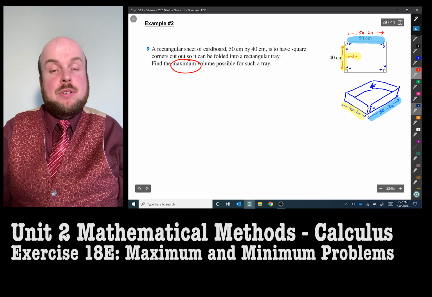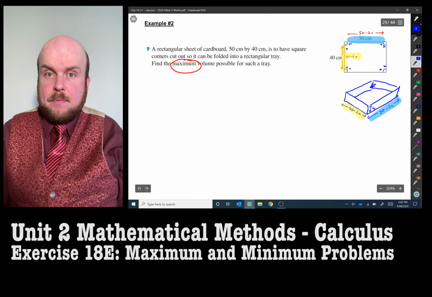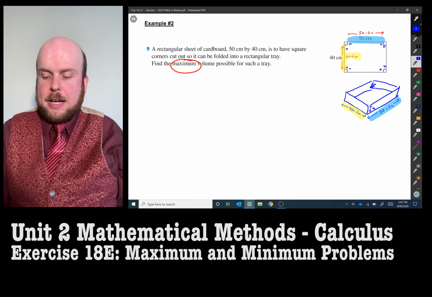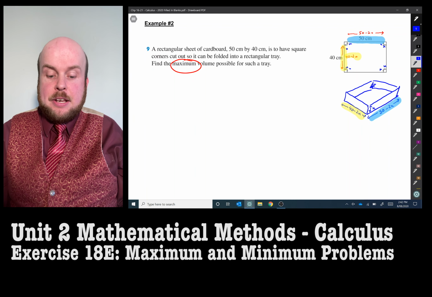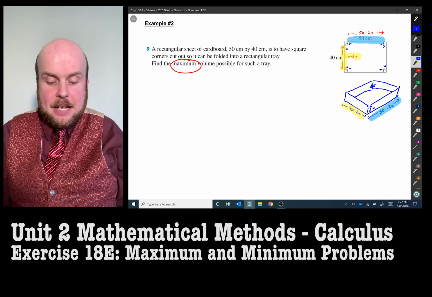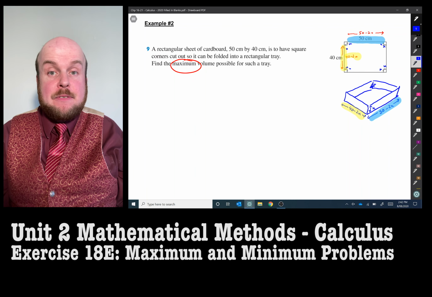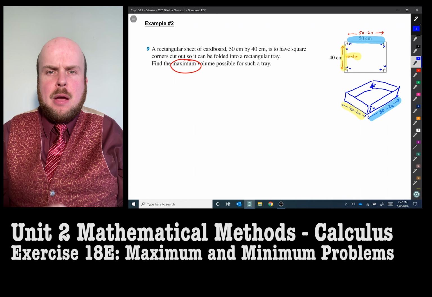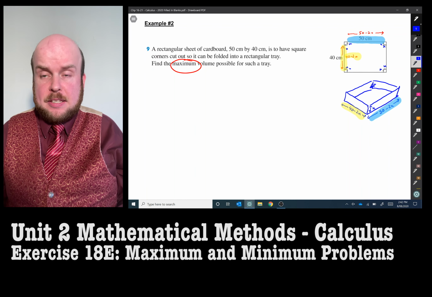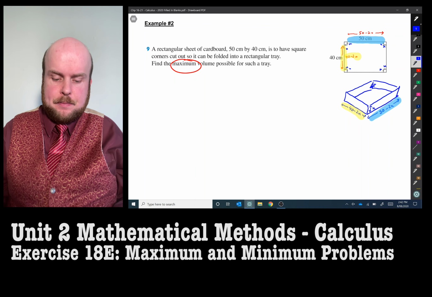So now what we need to do is we now need to work out the volume. The volume for a rectangular prism is going to be length by width by height. And you can imagine then, to find the maximum volume, I'm going to have to get the derivative of that function and make it equal to 0. But one step at a time, let's establish a volume equation.